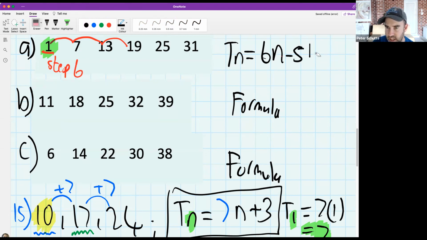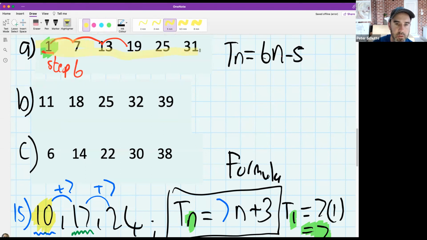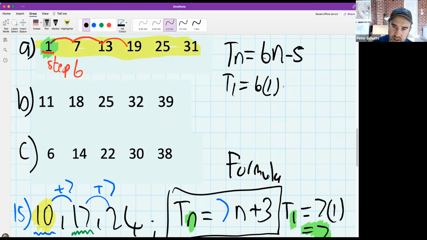And I can also check to see if I'm correct. If I'm correct, it will generate the pattern that is over here. So let's see if I get this pattern. T1, 6 times 1 minus 5, that's 1.